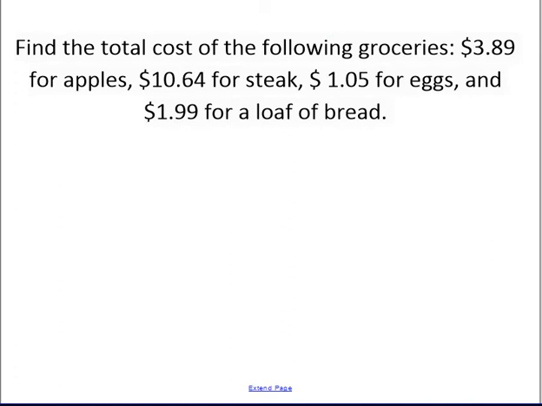Okay, find the total cost of the following groceries. 3.89 for apples, 10.64 for steak, 1.05 for eggs, and 1.99 for a loaf of bread. So in this case, the question is in the form of a statement at the top. Find the total cost of the following groceries. And our key word here is going to be total, which is going to indicate addition. So we're going to add up the 3.89 for apples, the 10.64 for steak, the 1.05 for eggs, and the 1.99 for a loaf of bread.